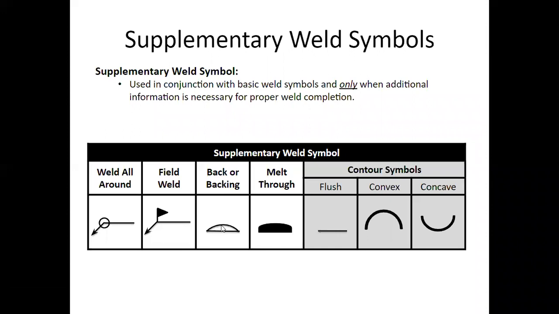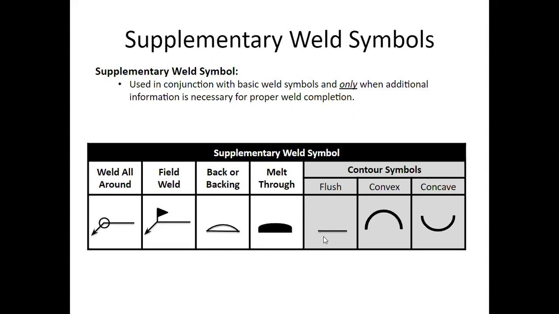Back or backing right here, that's going to be, sometimes we put a back or a backing on a weld just to stop us from burning through, to make sure we get complete penetration into the base metal, things like that. Melt through, that is going to be like our groove welds that we've been doing. So on our groove welds, we want melt through and we want that reinforcement on the back. That is a good root. Otherwise, you don't have full penetration of the joints.